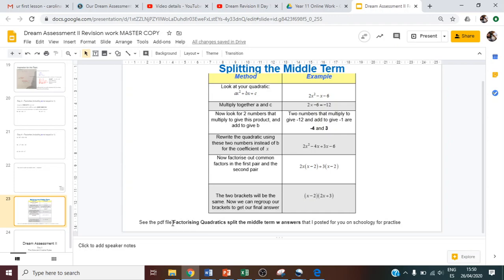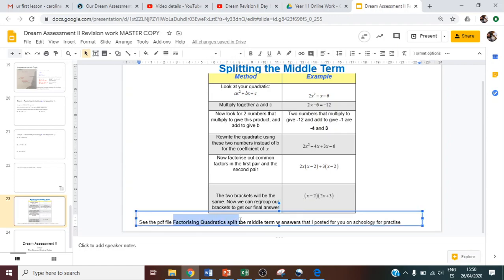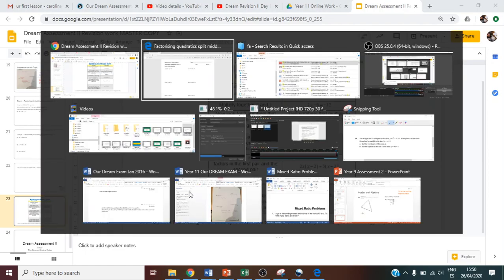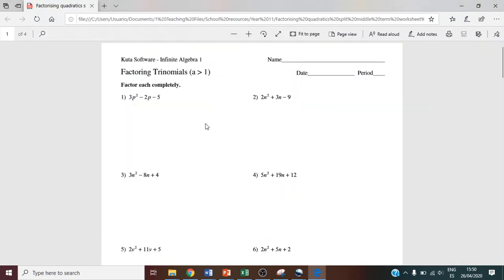But the other exercise that you need to do, you must do this, is factorizing quadratics by splitting the middle term. I posted this for you on Schoology. It's got the answers as well, so once again, there is no point in just copying the answers. You need to show the working and you need to make sure you are able to do it. But let's have a look at that now. So that is this file here.